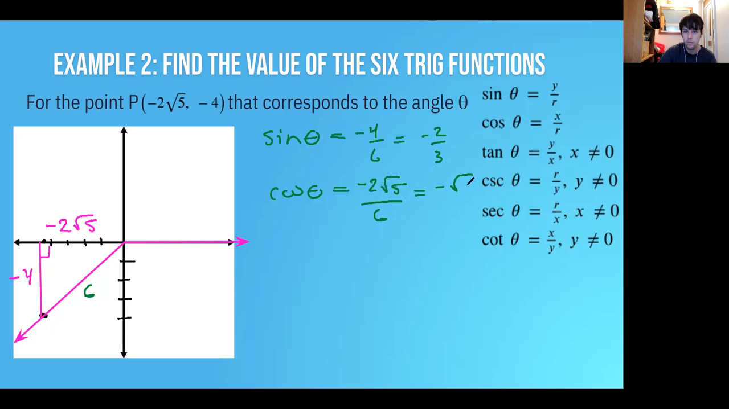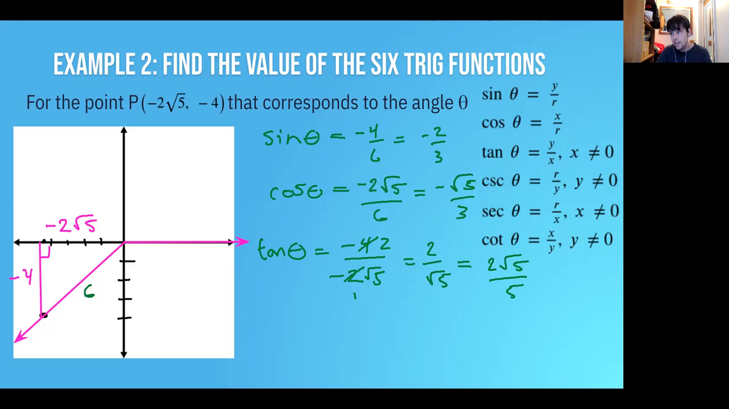Again, simplifying here, 1 and 3. So we're going to get -√5/3. That's for cosine. Tangent is y over x. Okay, so that's -4 over -2√5. So a negative over a negative, 2, 1. So that's going to be positive 2 over √5. Got to rationalize. You don't want to leave a radical in the denominator. So we get 2√5/5. Not too bad. As you sort of get faster with this, you can probably make some of these go a little quicker.